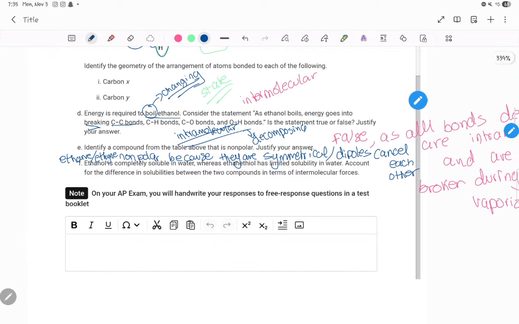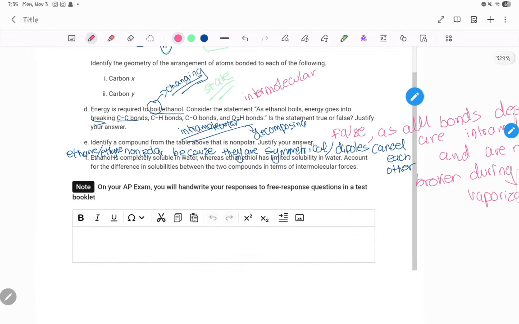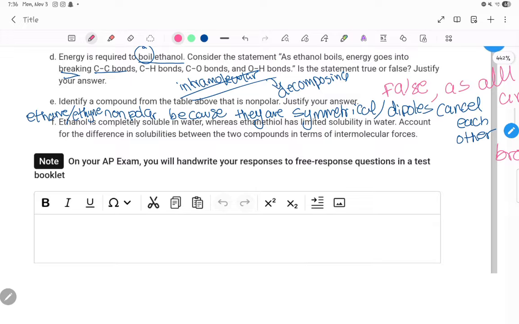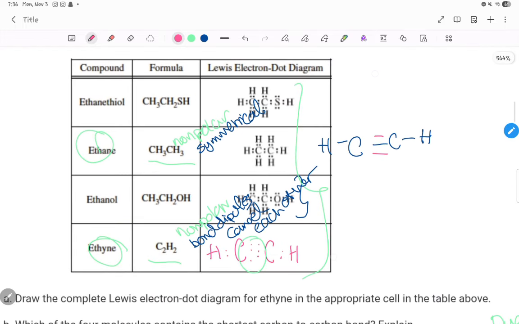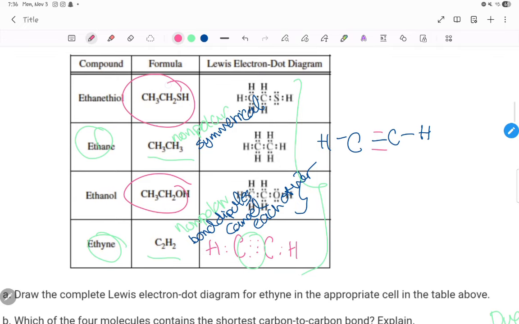What does it say in part F? Ethanol is completely soluble in water, whereas ethanethiol has limited solubility in water. Account for the difference in solubilities between the two compounds in terms of intermolecular force. So if we go up and state the intermolecular forces that we find in ethanol and ethanethiol, you directly think of the strongest bond you have over here, which is definitely the hydrogen bond. It's asymmetrical, first of all, and it has oxygen, which has high electronegativity, so hydrogen bond.